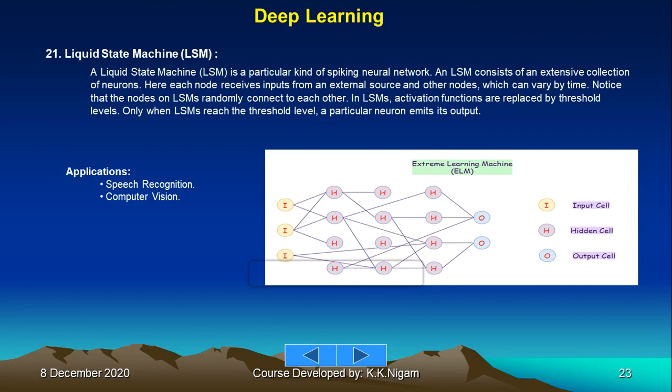Liquid state machine, LSM. A liquid state machine is a particular kind of spiking neural network. An LSM consists of an extensive collection of neurons. Here each node receives input from an external source and other nodes, which can vary by time. Notice that the nodes in LSMs randomly connect to each other. In LSMs, activation functions are replaced by threshold levels. Only when an LSM reaches the threshold level does a particular neuron emit its output. Applications for that are speech recognition and computer vision.